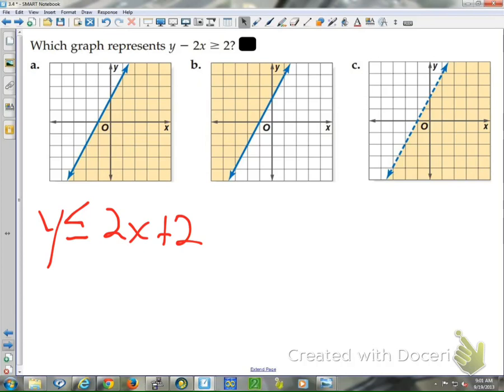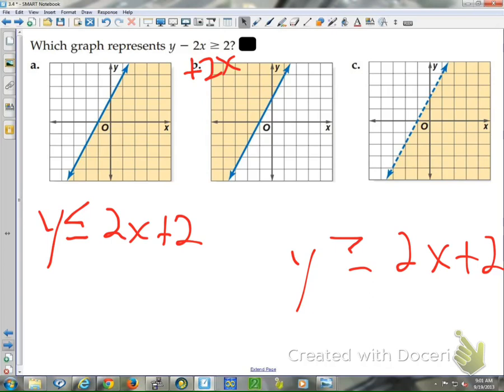So anyway, looking at the problem, what would we have to do to know that specifically? Y by itself. So that would be y, if you add the 2x, it'd be y is greater than or equal to 2x plus 2. Okay. So slope of 2, well they all have the same slope and intercept, but it's a whole line, so it had to be one of these two, and it's shaded above, so it is B.